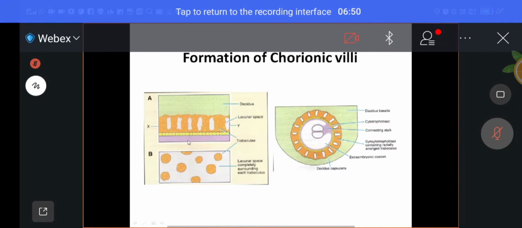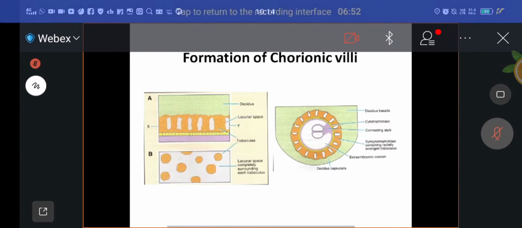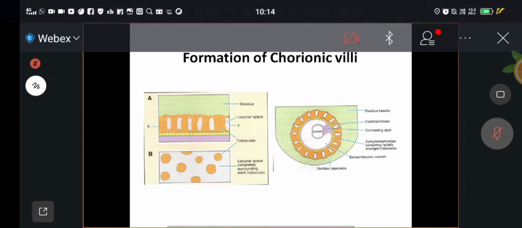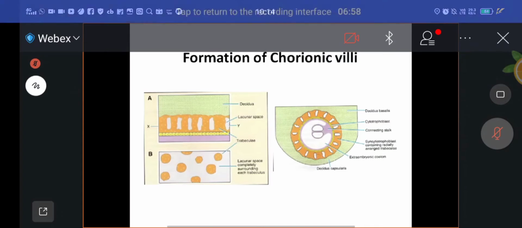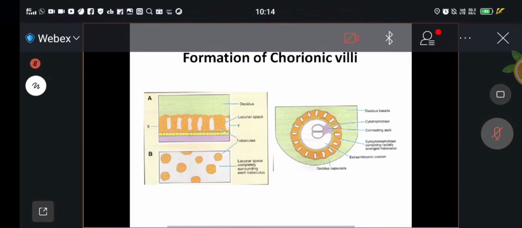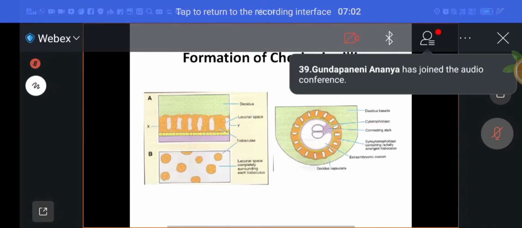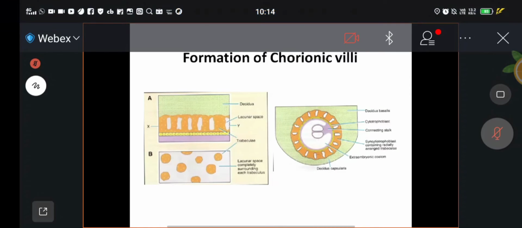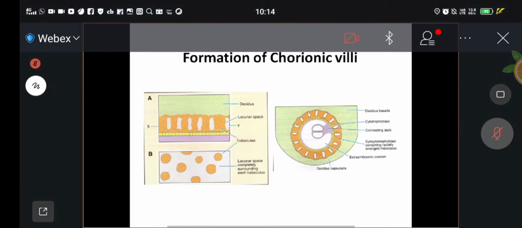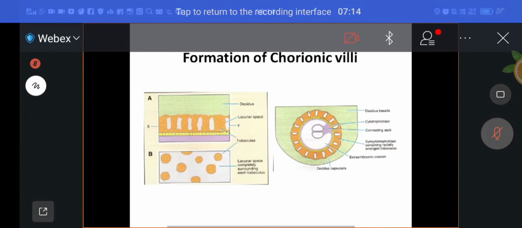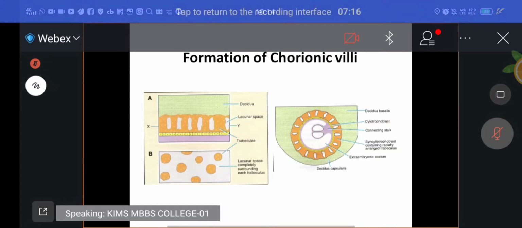Now, at this stage, the formation of chorionic villi also takes place. There are three types of chorionic villi: primary villi, secondary villi, and tertiary villi. We'll see how they are formed and at which stage we call it a primary villus, at which stage we call it a secondary villus, and at which stage we call it a tertiary villus.